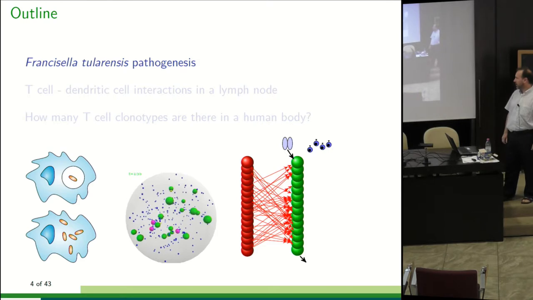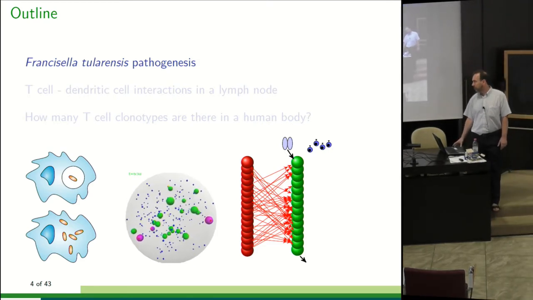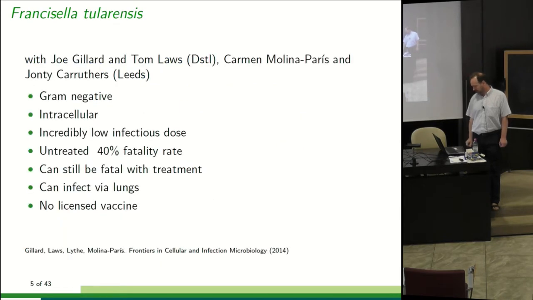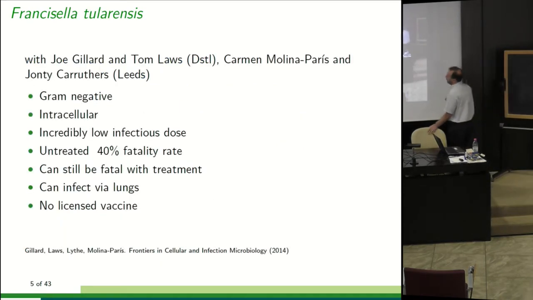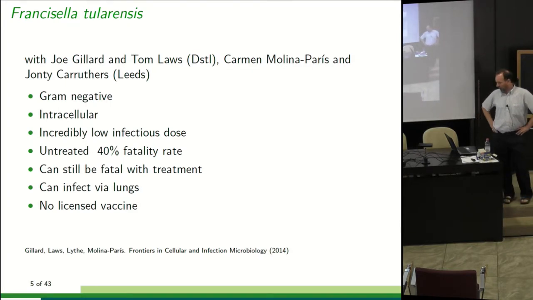On to the first part, which is Francisella tularensis. That's a bacterium which is of interest to Joe Gillard and Tom Laws in DSTL, that's the Defence Science and Technology Laboratories. You might have seen them in the news recently. They are based in Porton Down, close to Salisbury. Carmen Molina-Paris was in the photo, and Jonty, as I said, is the student who has been working on this project. DSTL partly pays his studentship, a scheme called CASE in the UK.